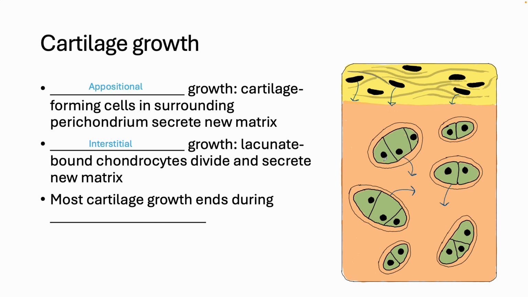So typically cartilage growth is going to end during adolescence once the skeleton has stopped growing, but under certain conditions, cartilage can become calcified. Calcified cartilage, note that it is not bone, and cartilage and bone are unique tissues.